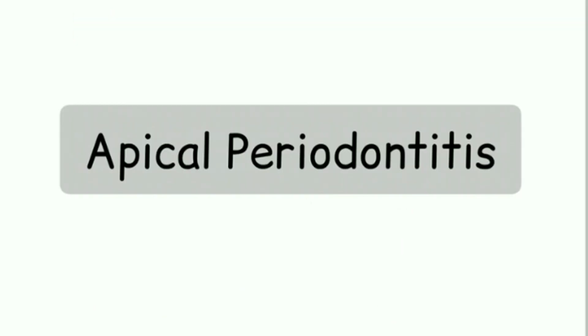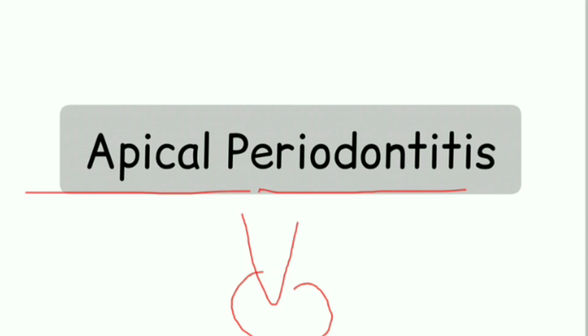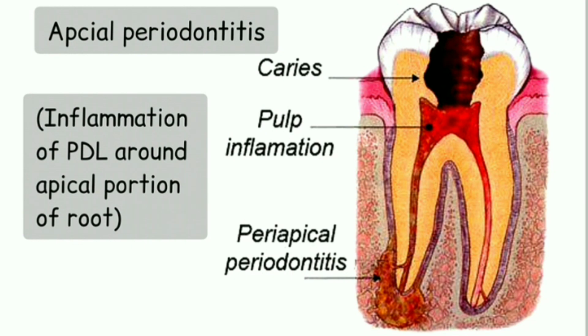So now let's see first apical periodontitis. Apical means something at the root apex. Periodontitis means inflammation of the periodontal ligament, that is our PDL. So here the periodontal ligament gets swollen and inflammation will be seen. So this is apical periodontitis. Apical periodontitis is inflammation of PDL around the apical portion of the root. So there will be inflammation of PDL around the apex.